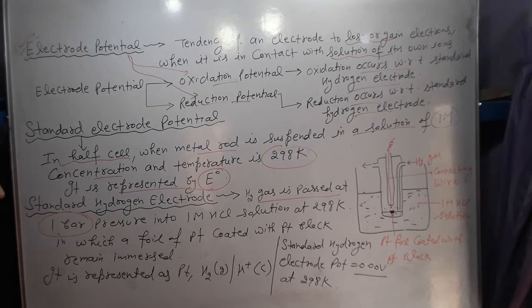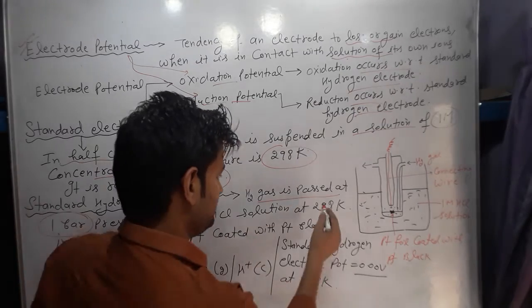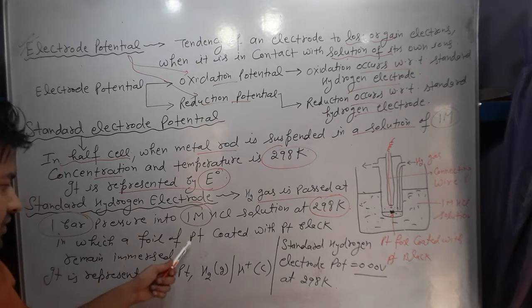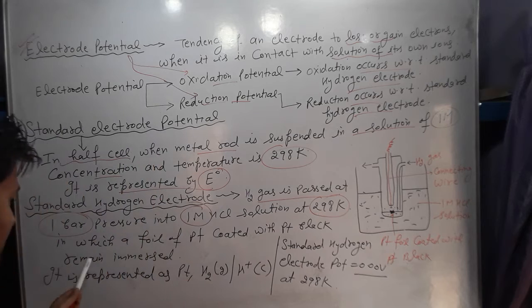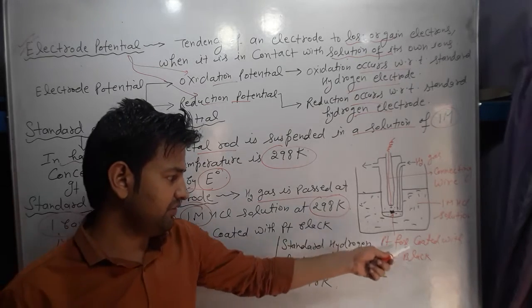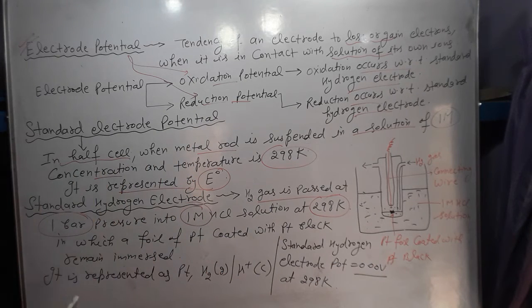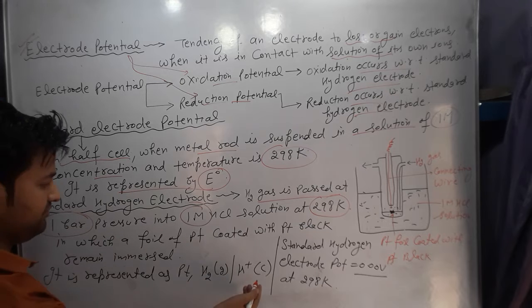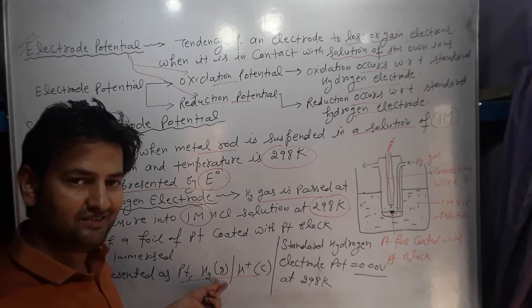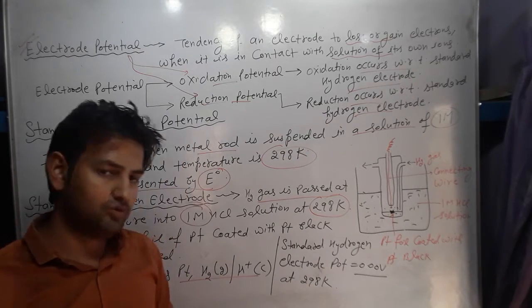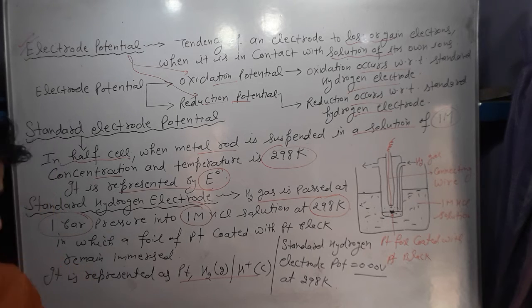Pressure should be 1 bar. Concentration is 1 molar HCl solution and temperature is 298 Kelvin. In which a foil of platinum coated with platinum black remains immersed. This is platinum foil coated with platinum black immersed in the HCl solution. Now it is represented as the standard hydrogen electrode potential, written as H2 gas is passed, it converts into H plus and undergoes oxidation. Standard hydrogen electrode potential at 298 Kelvin we measured, it is equal to 0.00 volt. It is standard hydrogen electrode potential.